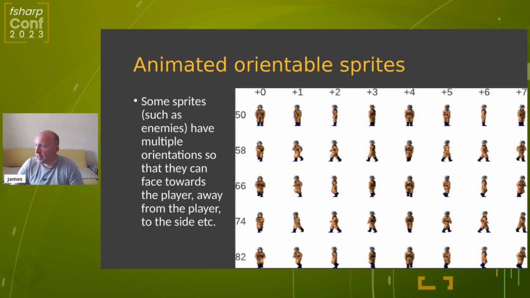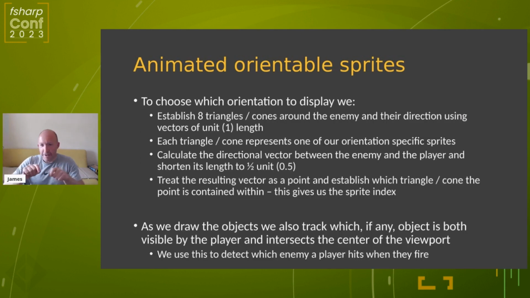There's one other slight complication, and this really hurt my brain. Some of the sprites are orientable, so depending on how you're looking at them, they appear to the player in a different way. A guard could be running away from you, moving sideways, diagonally. Each of these orientable sprites has numerous frames of animation. So this is the running animation for a guard, but the running animation is then further broken down into the direction the guard is facing relative to the player. And you have to figure out which of those sprites to show.